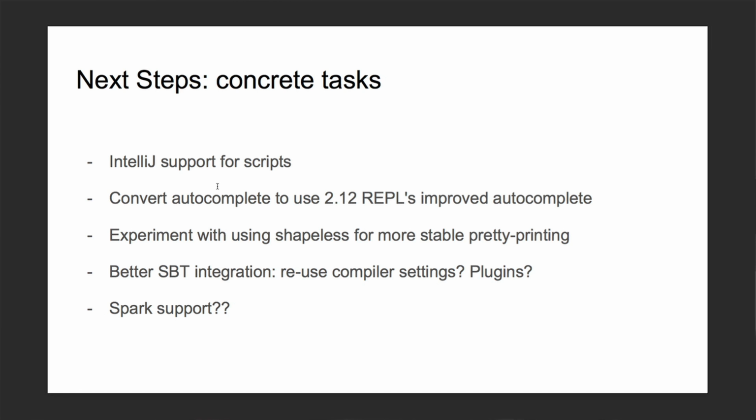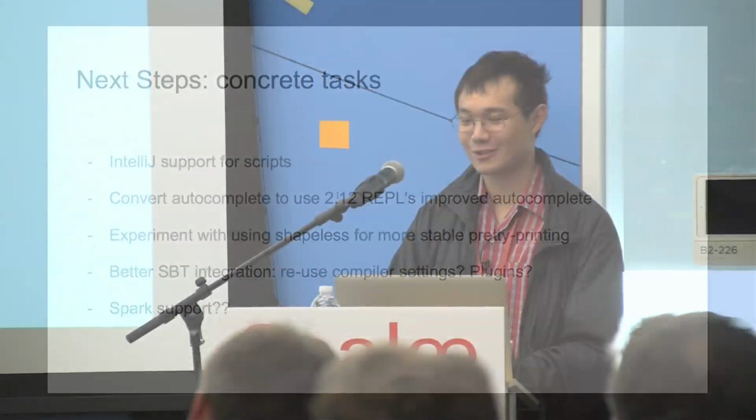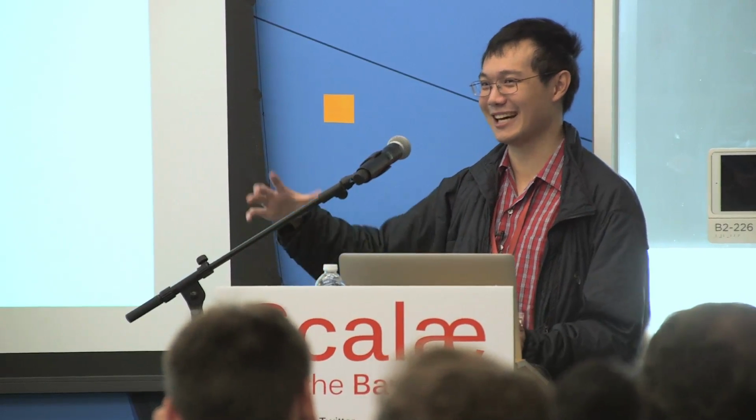Next, item number 2, convert autocomplete to use Scala 2.12 REPL's better autocomplete. So the Mlight Ripple's autocomplete is better than Scala 2.11's autocomplete, but Scala 2.12 is better again than Mlight. And the code is open source, so you should just steal it, but I haven't had time to steal it, and I don't really know much about the Scala compiler internals. So if someone could help me steal it and like chuck it in here, that would be great.